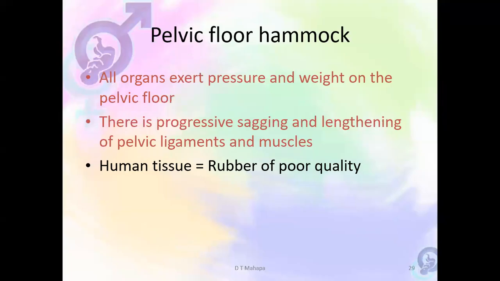You know, human tissue is like a rubber of poor quality. If you've got a rubber of poor quality of 10 centimeters, you stretch it to 20 centimeters. When you leave it, it's not going to recoil to 10 centimeters. It will be about 11 or 12. It will be more than what it was before. That's what human tissue is like. So if you put more weight on that and cause sagging and lengthening of pelvic ligaments, when they recoil, they are not going to recoil to their normal length.